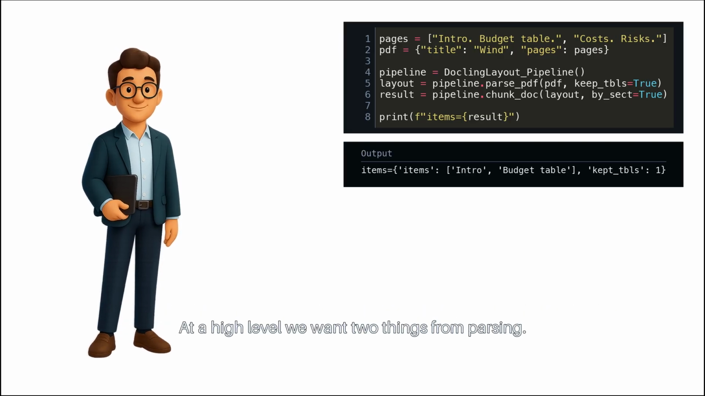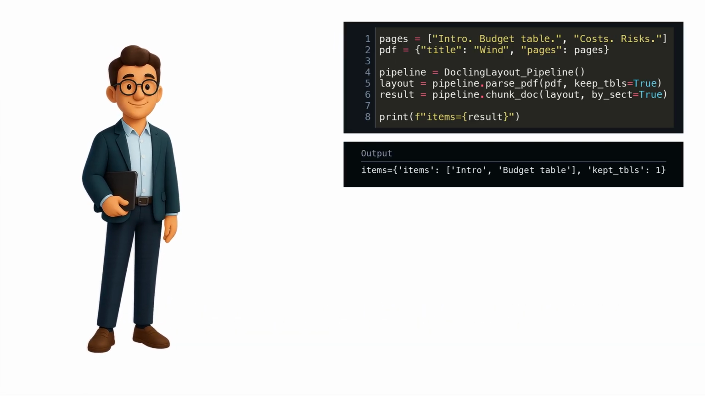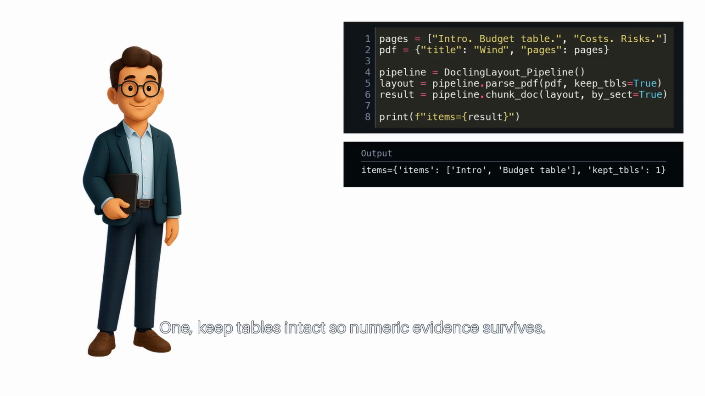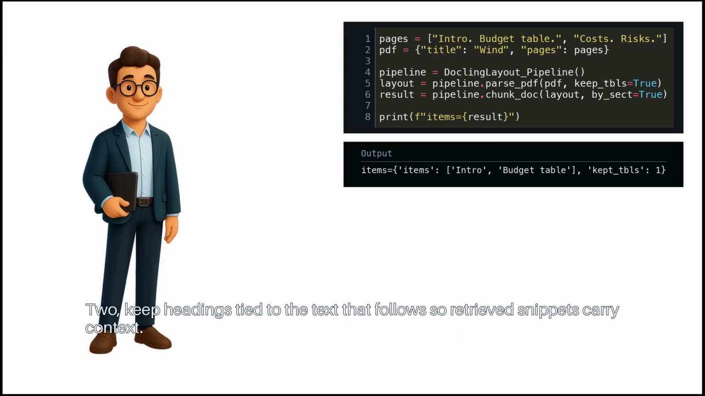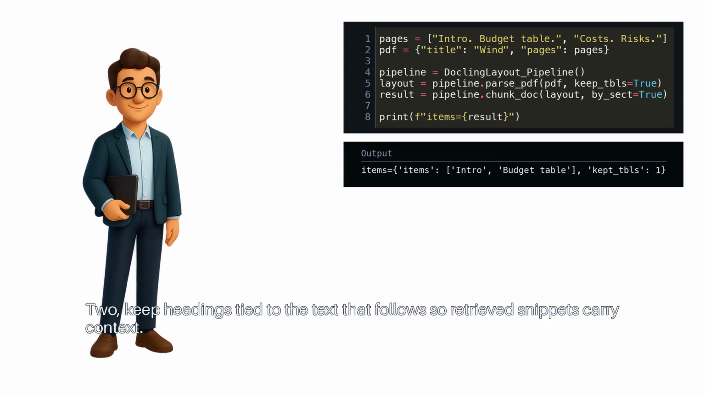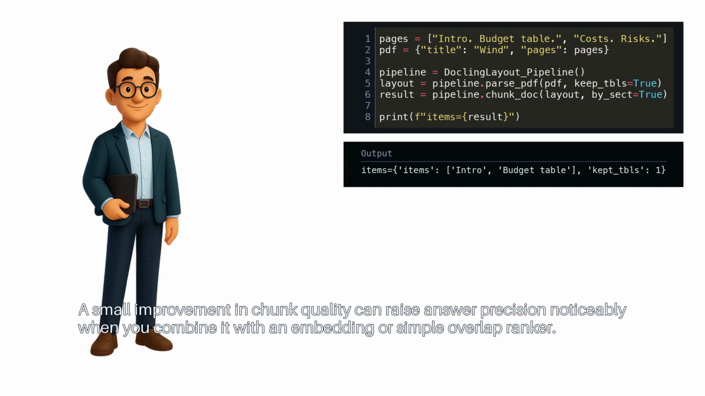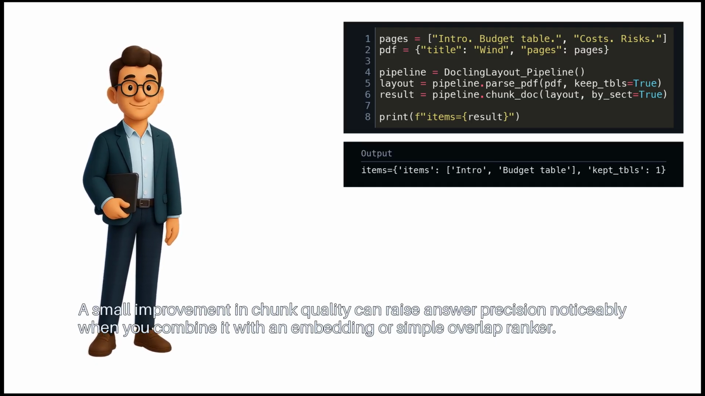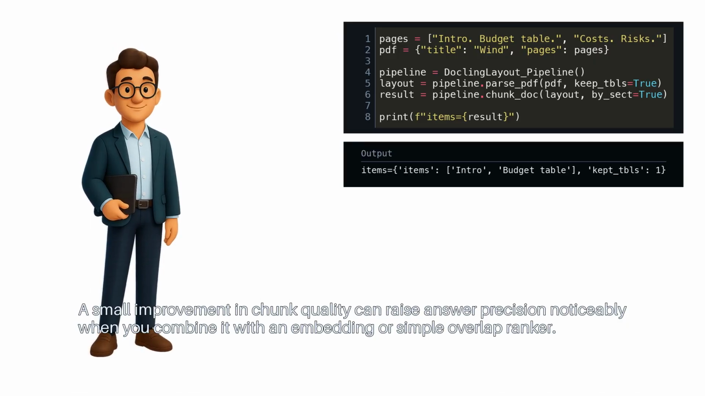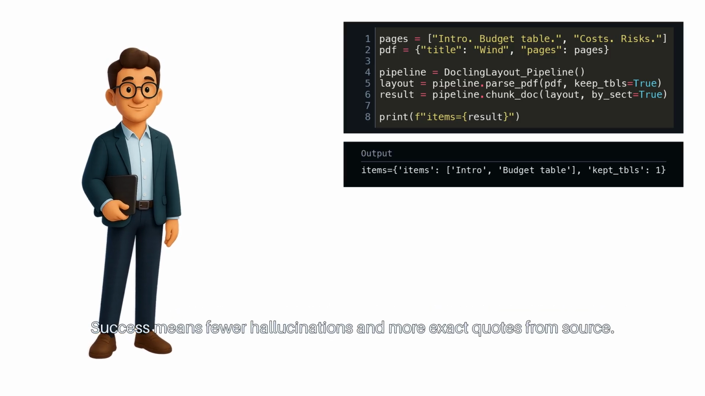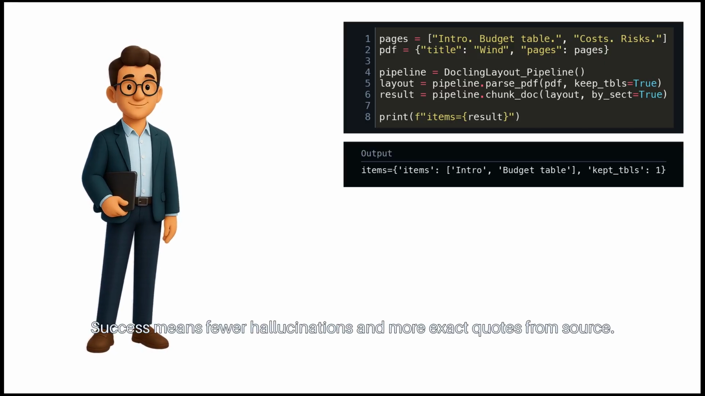At a high level, we want two things from parsing. 1. Keep tables intact so numeric evidence survives. 2. Keep headings tied to the text that follows, so retrieved snippets carry context. A small improvement in chunk quality can raise answer precision noticeably when you combine it with an embedding or simple overlap ranker. Success means fewer hallucinations and more exact quotes from source.